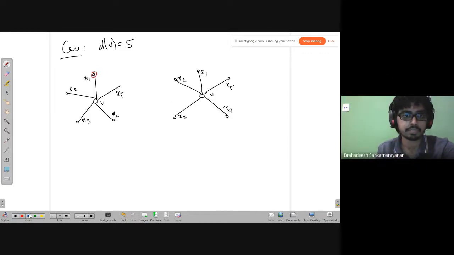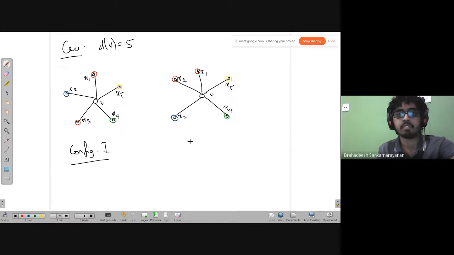It is red, blue, red, green, yellow, or red, blue, green, yellow. Do you see the difference? What's the difference between the two configurations? Do you see it? So this is, let's say, config 1. This is config 2.